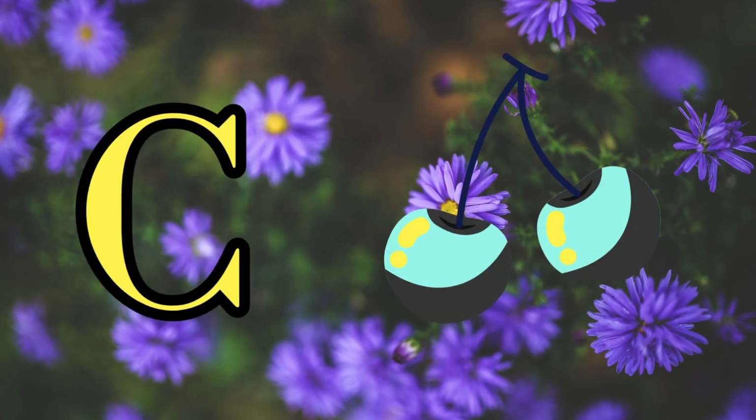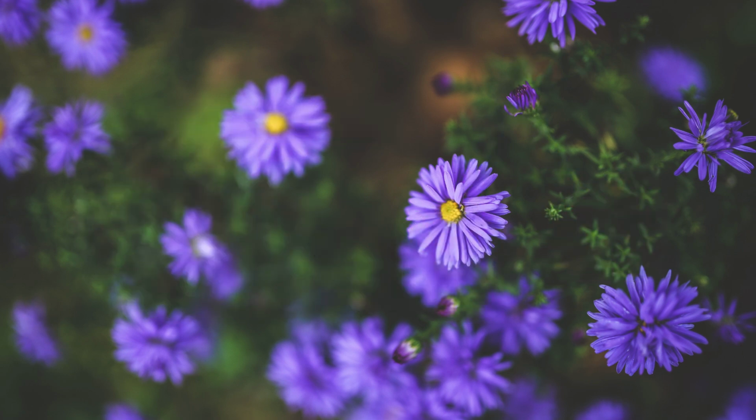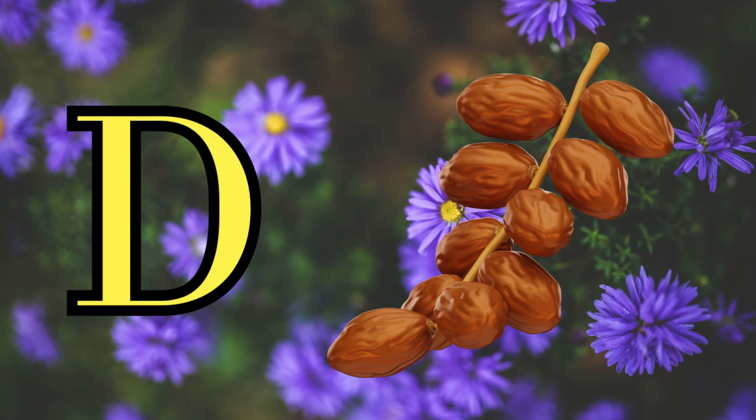C is for cherry, ch, ch, cherry. C is for cherry, ch, ch, ch. D is for date, d, d, date. D is for date, d, d, d.